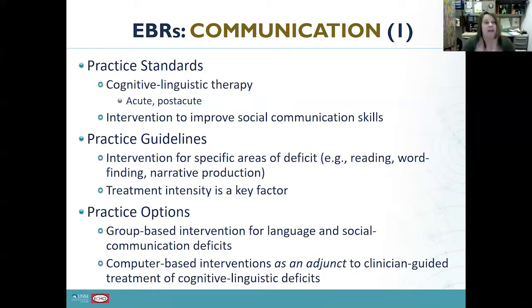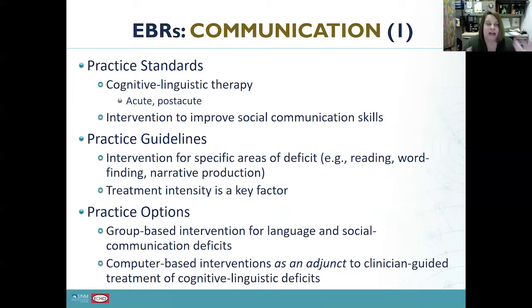As a guideline, if they do have a specific area of deficit, for example reading, word finding, or discourse production, then definitely target that specific area. Treatment intensity was also shown to be a very key, important factor. They need to have more practice, and this is something we want for all of our patients, really. As a practice option, according to this recommendation, group-based intervention for language and social communication deficits. Remember, though, that according to the INCOG recommendations, group had the most evidence. So we've got two different streams of information, but both of them are saying that groups are important.